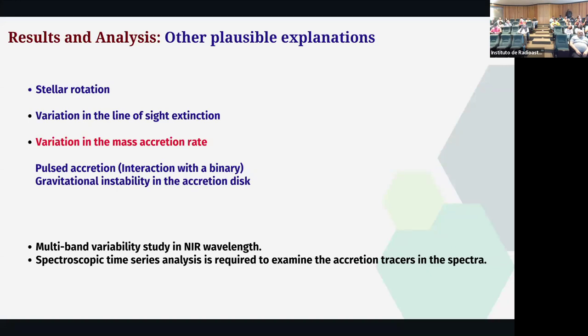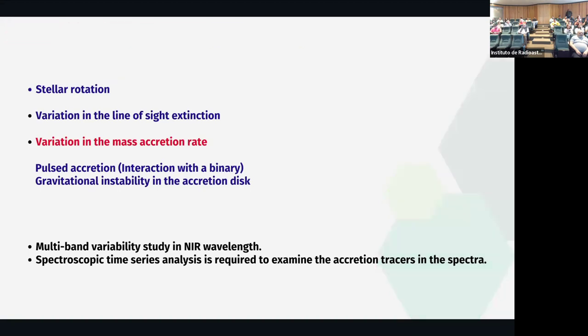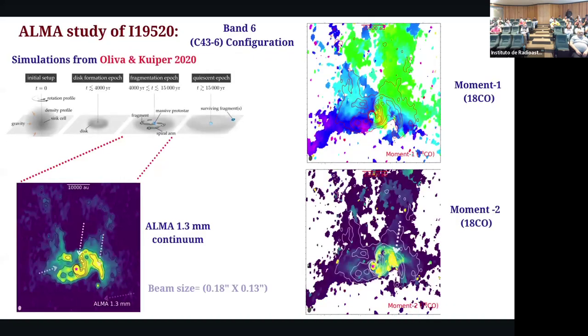And we are also following this source with ALMA. I'm going to show some of the results from the ALMA study in the next slide. The source has been observed with ALMA in C43-6 configuration in band 6. So here is the 1.3 millimeter continuum image of the target. You can see the beam size of the target is 0.18 arcsecond by 0.13 arcsecond.